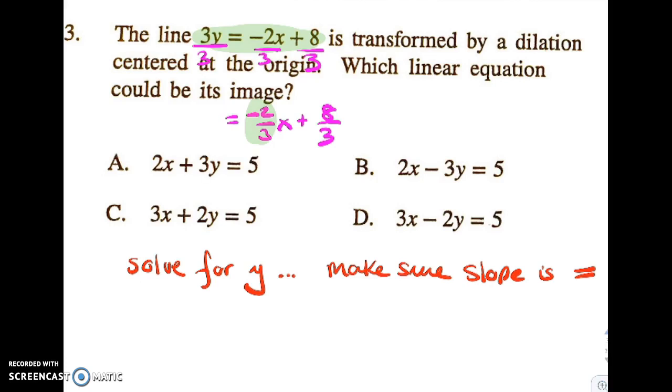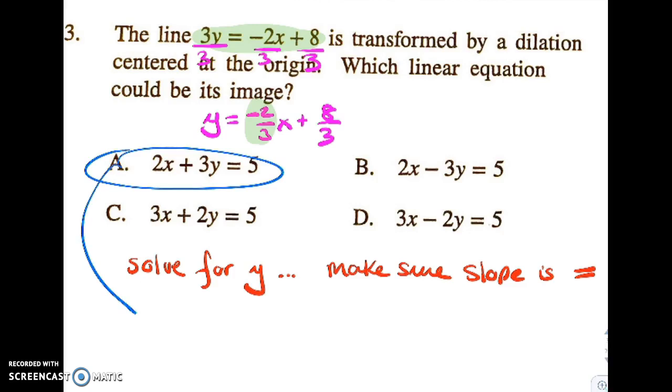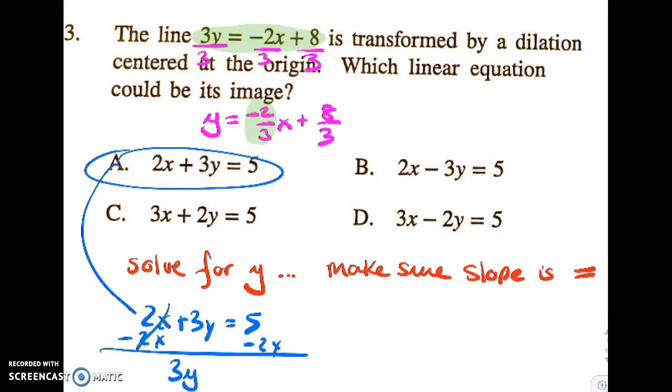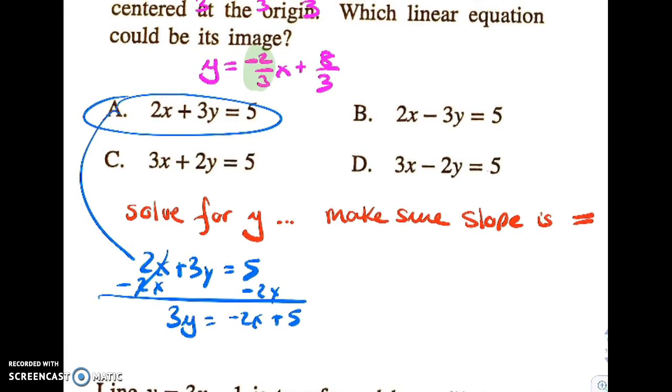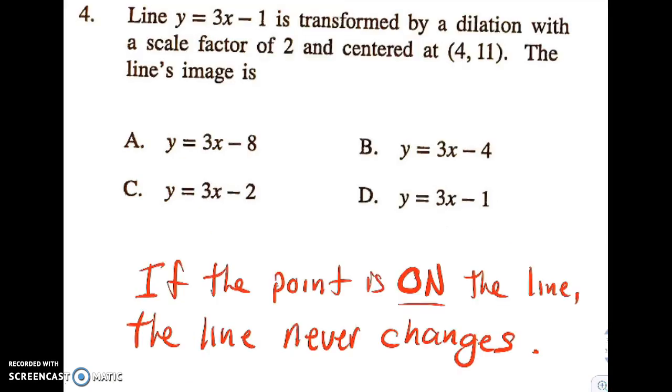I'll check each one of them, but something cool happens here. I'm going to check A to see if it has the same slope. I'm going to subtract 2x from both sides. And then I'm going to divide through by 3. And I do have the same slope. So negative 2/3. So lucky for us, it was the first choice. The same slope is the same line.